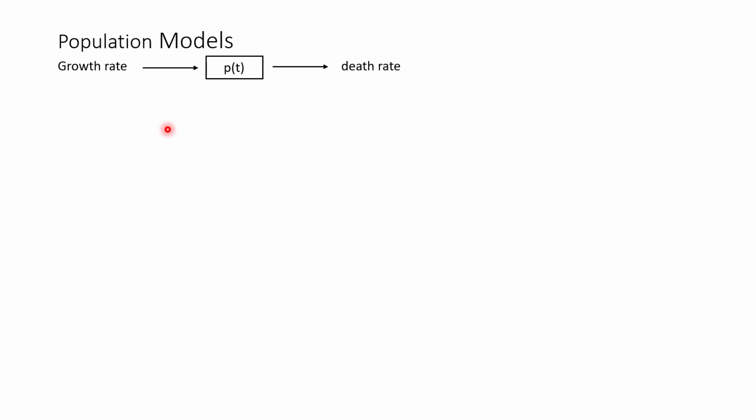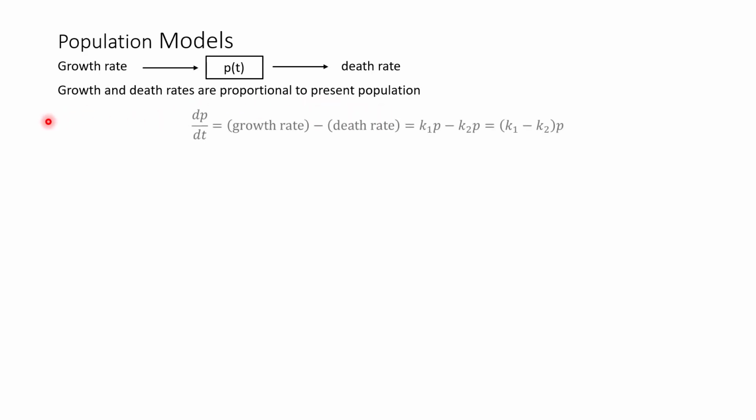Okay, so the last thing we're going to talk about in this section is population models. And so the same idea here that we were talking about, it's just we're specifically dealing with populations. So we have a growth rate, and then it goes into our population modeling function, and the output is a death rate. And so growth and death rates are proportional to present population. So we're going to have a constant of proportionality. And so here's an equation for us.